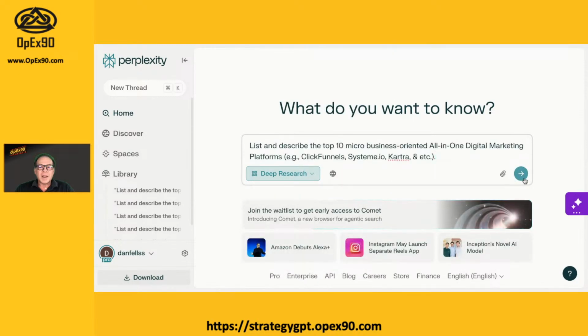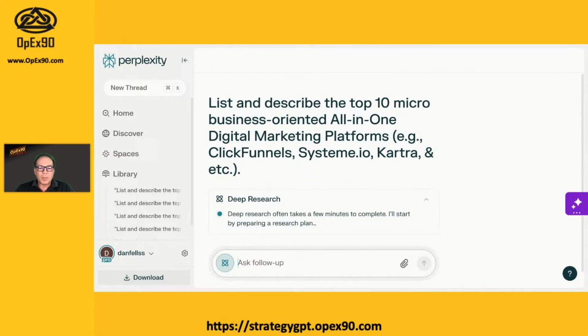This deep research function is part of the Perplexity Pro model. It is going to take some time to run. So we're going to get that up and running. So we have the strategy bot running, and now we have Perplexity helping us to identify these top 10 opportunities, if you will, right? So that's what we're going to do there.